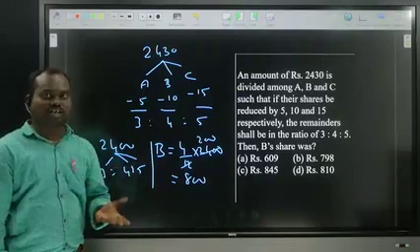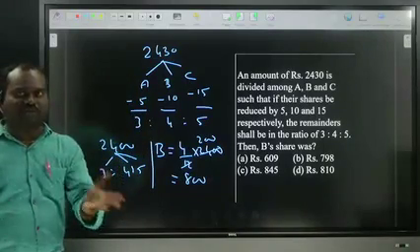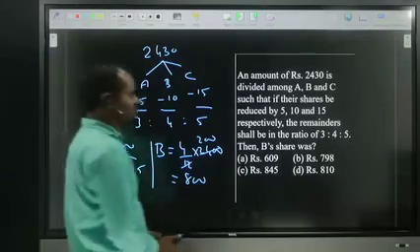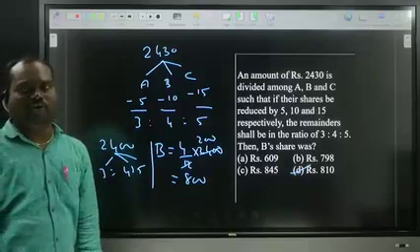But 800 is not the answer. 800 is the share after reducing, but we require the original share. For B, 10 was reduced, so the original share of B is 800 plus 10, which is 810. Answer: option D, 810 rupees.